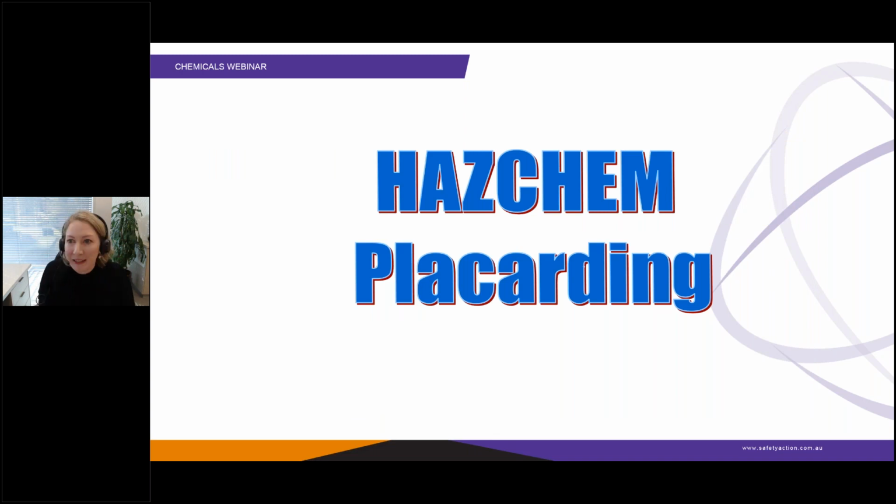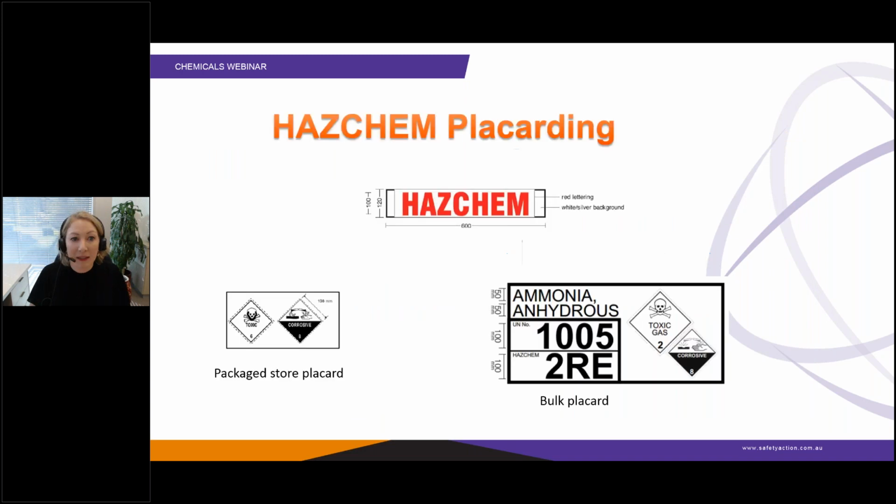Now, let me tell you about Hazchem placarding. I'll show you on the screen some examples of Hazchem placarding. So the red sign that you can see on your screen is called the Hazchem sign. This is the sign that is displayed at a workplace when they have above placarding limits of dangerous goods on the premises. You'll often see that sign at the front gate of a property that stores dangerous goods. And that's telling you that that property stores dangerous goods above the placarding quantity.